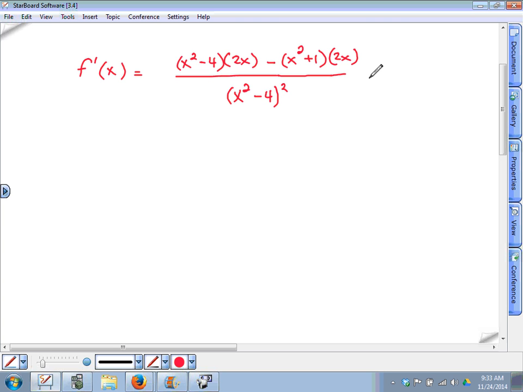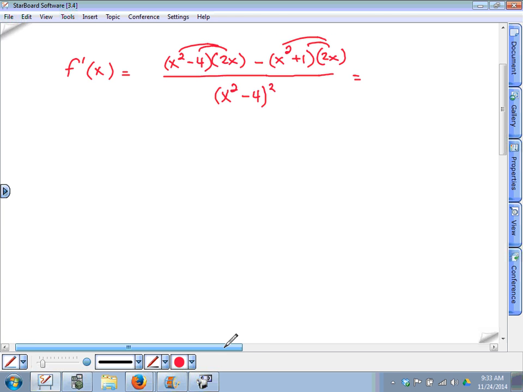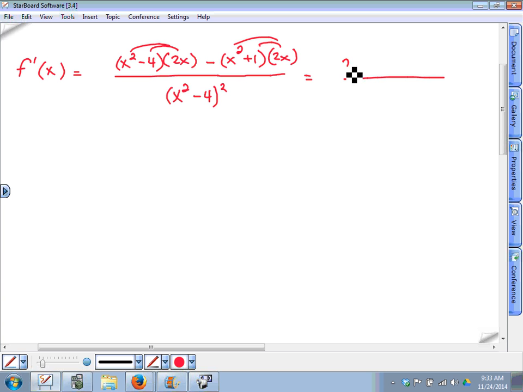Well, you're going to combine: 2x times x squared minus 4, so that's going to be 2x cubed minus 8x, minus 2x cubed plus 2x. It's got to be minus because we have to distribute this minus sign as well. So then the 2x cubed cancel, and you've got negative 10x over x squared minus 4 squared. That's the first derivative.